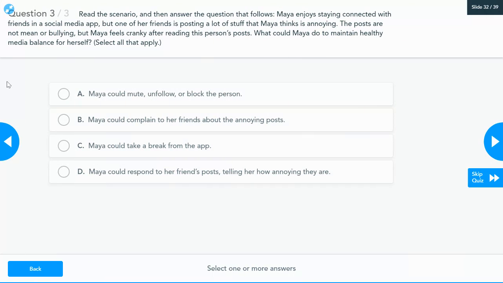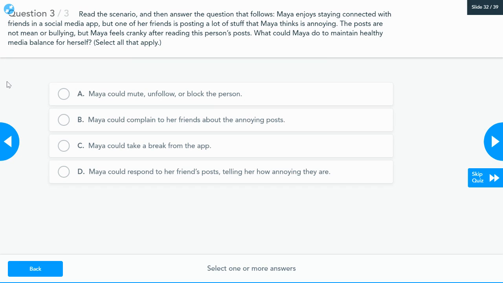And then finally, read the scenario and then answer the question that follows. So Maya enjoys staying connected with friends in a social media app, but one of her friends is posting a lot of stuff that Maya thinks is annoying. The posts are not mean or bullying, but Maya feels cranky after reading this person's posts. What could Maya do to maintain a healthy media balance for herself?